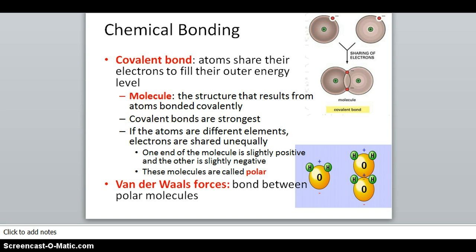This makes the oxygen end of the molecule slightly negative and the hydrogen end slightly positive. Even though the molecule overall doesn't have a charge, it's neutral, one end is slightly negative and one end is slightly positive. These types of molecules are called polar. Polar molecules are able to stick to other polar molecules through weak bonds called van der Waals forces. This is why water forms droplets.